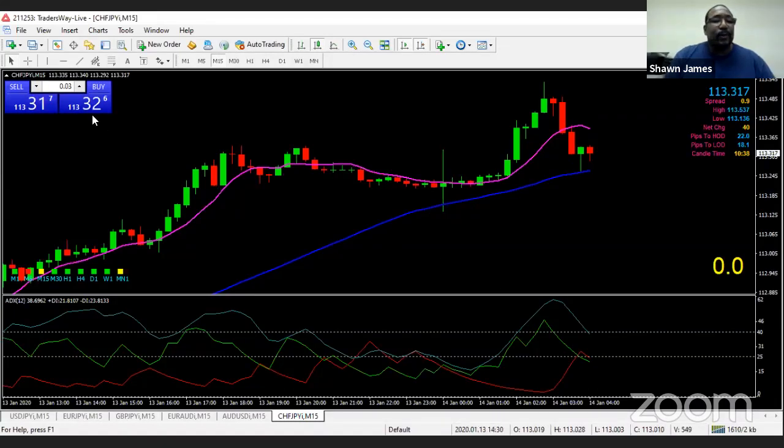Okay. So where do I enter? That's what we all want to know. Where do I enter at? So I'm going to enter when this blue line, okay, let me move this over, starts to cross over. So let's say right here, I start seeing it come over. And so that means I'll get in somewhere.